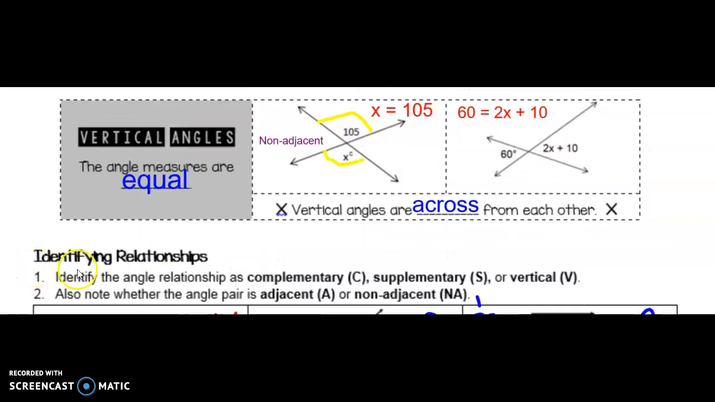Now you try identifying relationships. Our first step below, we're going to identify the angle relationship. Is it complementary, supplementary, or vertical? Then I want to know, are the angles adjacent or non-adjacent?